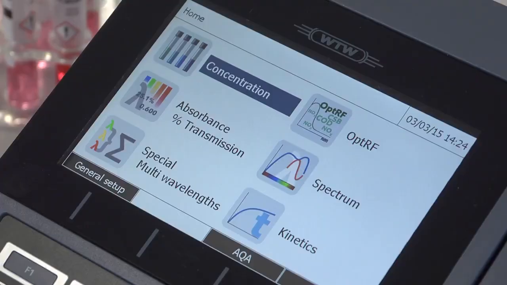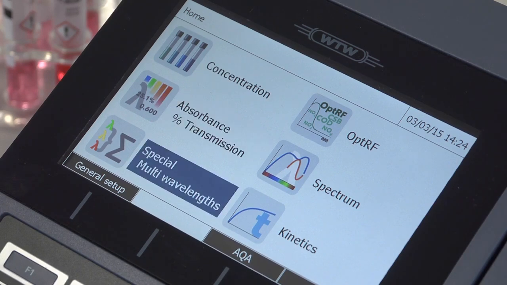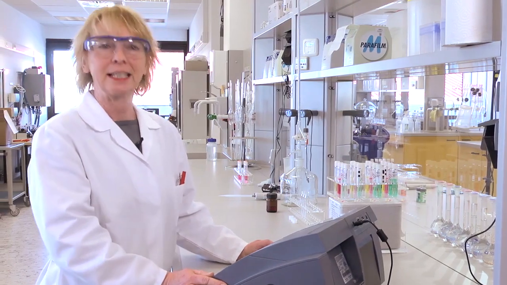If we look at the home screen, we can see possibilities to take readings for the concentration, absorbance, and transmission, plus special and multi-wavelength functions. We can also take spectrum readings and run kinetics.